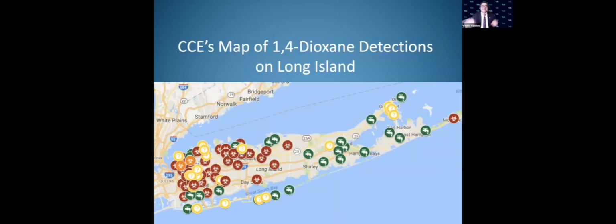Okay. So the first thing we did was we took all of the EPA's data and we put it into an interactive map. And to the best of our knowledge, this was the first interactive map created for 1,4-dioxane. It's still the only one for Long Island. And we made it so that a homeowner can click on the little icon you see there and understand what the EPA data said. So obviously the green one means that it was below the 0.35 ppb. The red is above it.